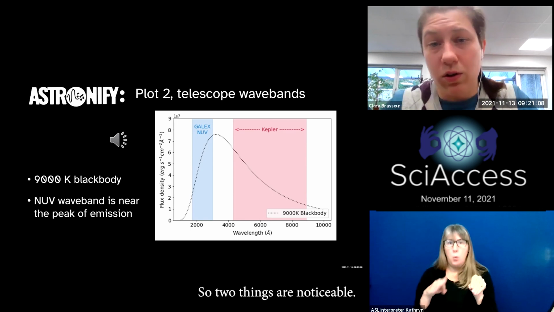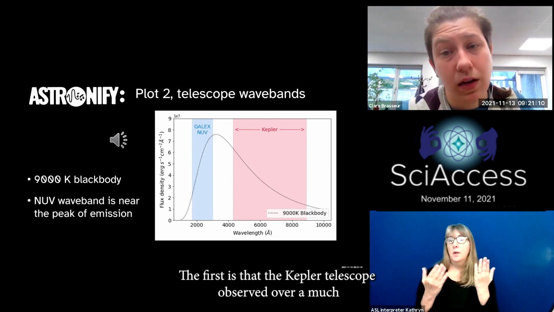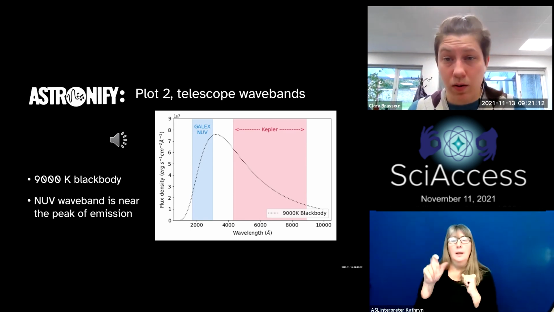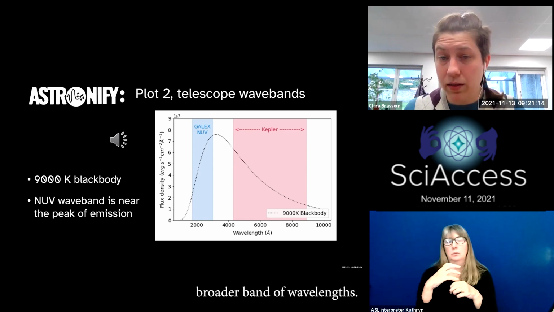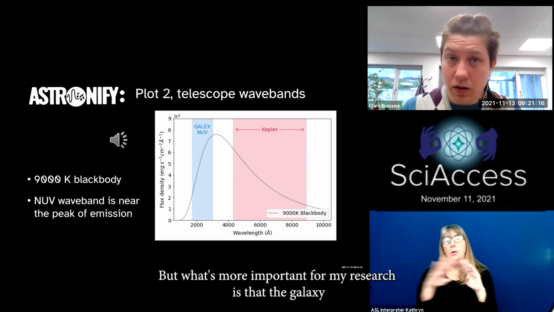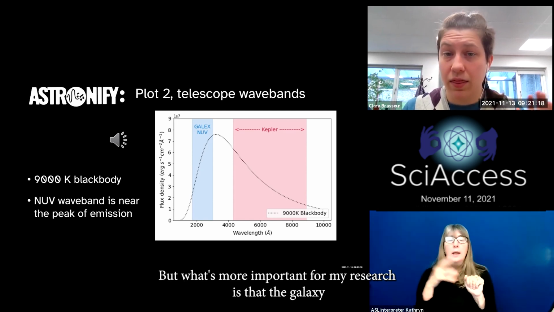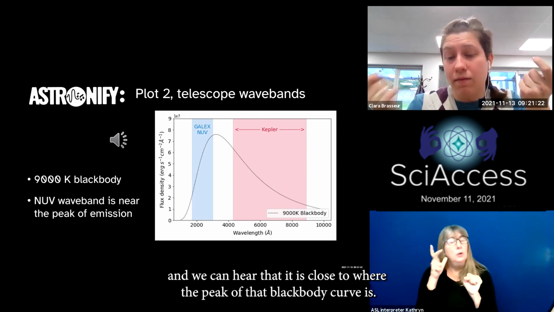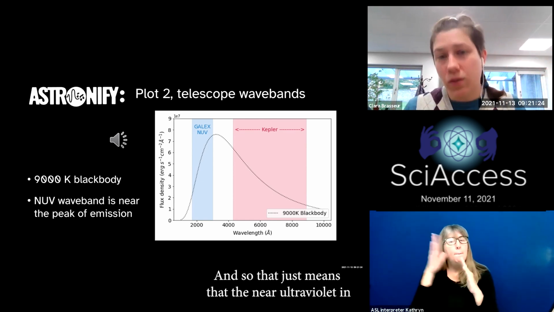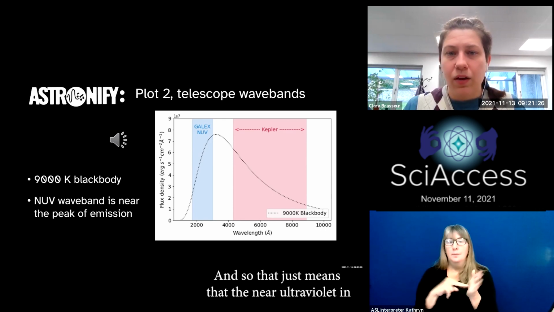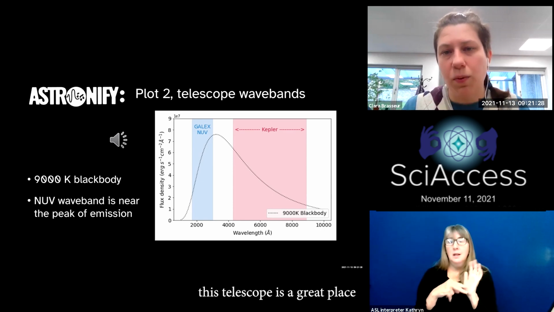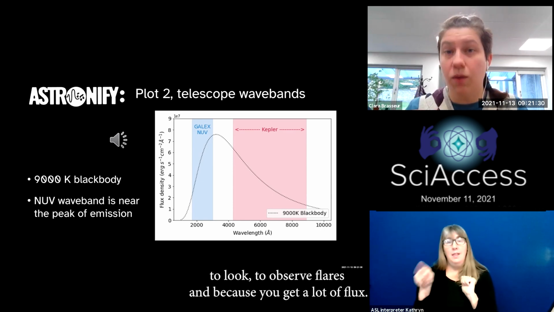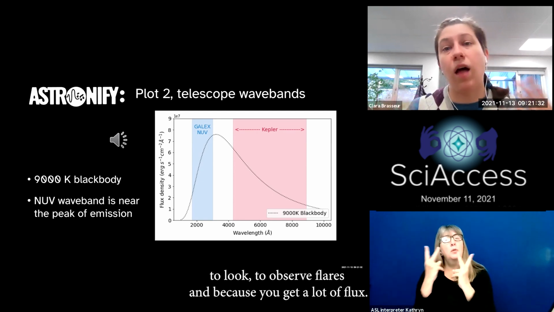So two things are noticeable. The first is that the Kepler telescope observes over a much broader band of wavelengths. But what's more important for my research is that for the GALEX NUV, we can hear that it is close to where the peak of that black body curve is. And so that just means that the near ultraviolet in this telescope is a great place to look to observe flares, because you get a lot of flux.